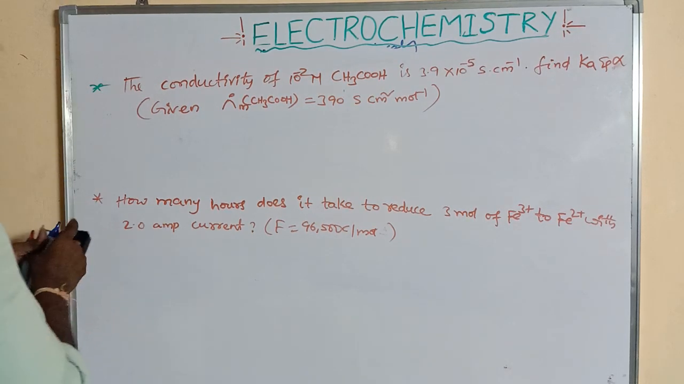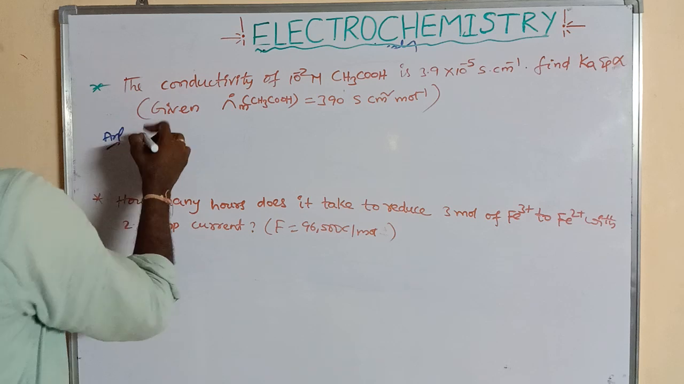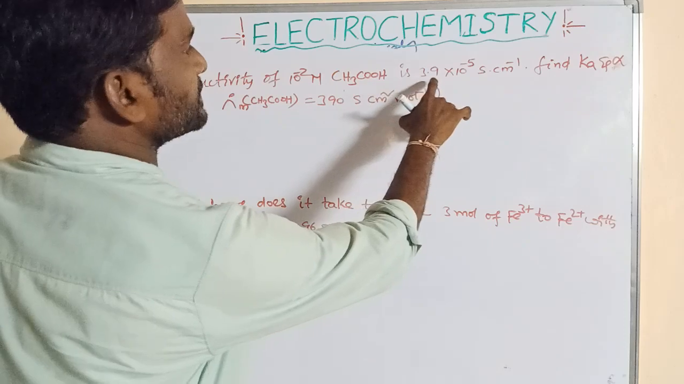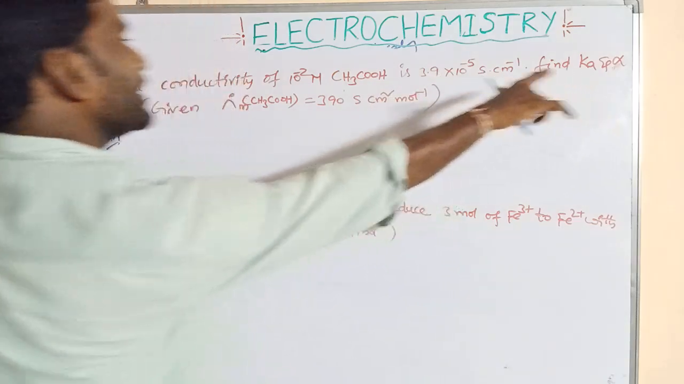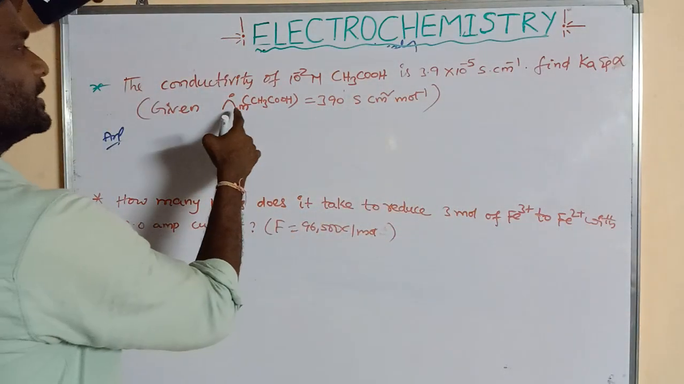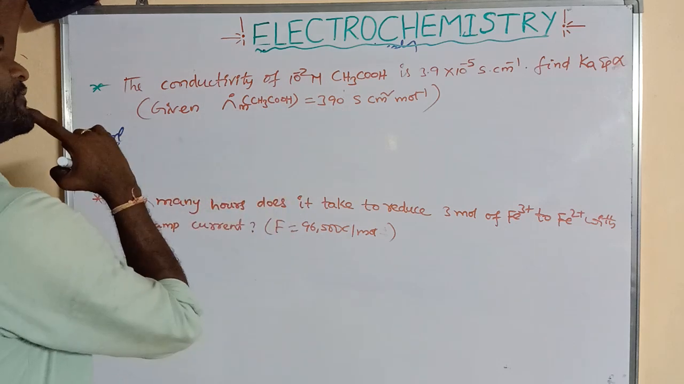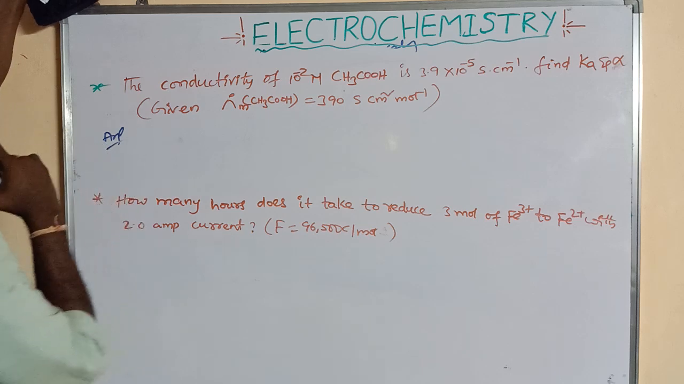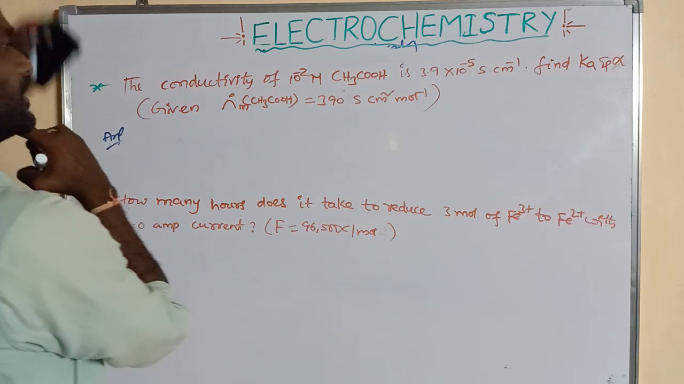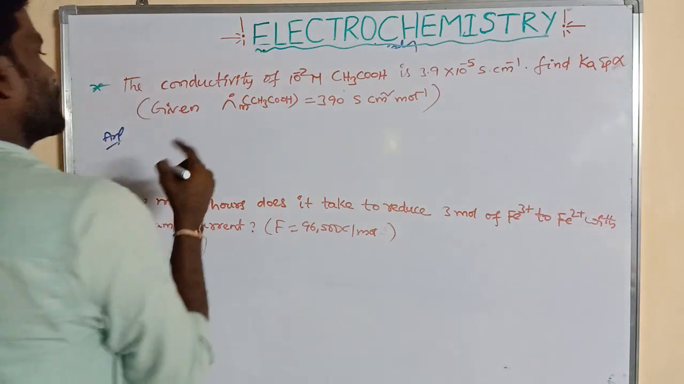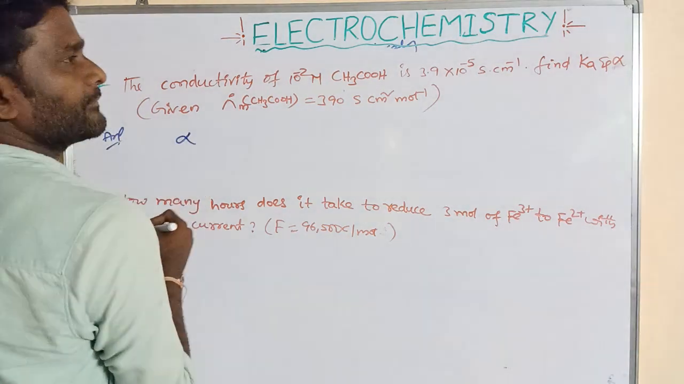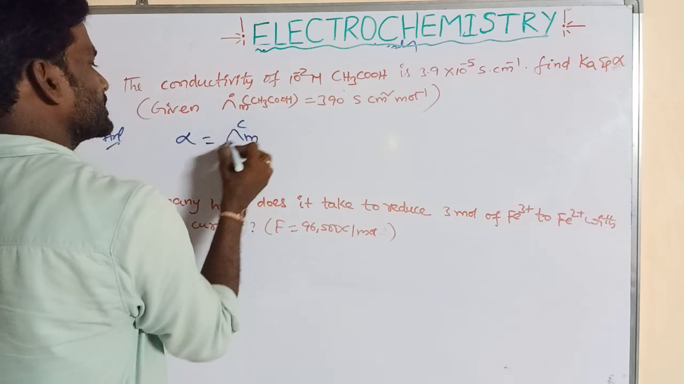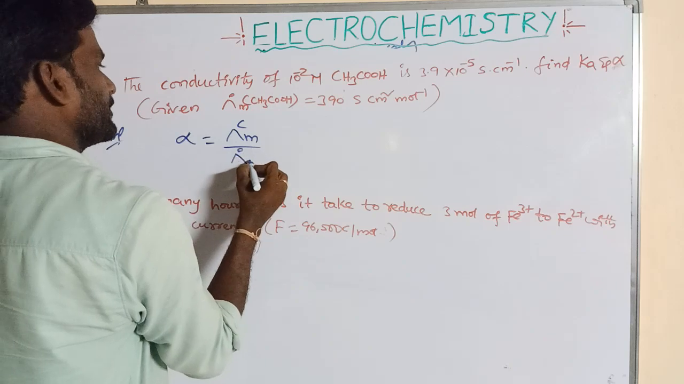Right. So the first sum: the conductivity of 10 to the power of minus 2 molar CH3COOH is this. Find Ka and alpha given its limiting conductivity. Right, first of all we can find out Ka. Ka is equal to C alpha square by 1 minus alpha. Right. So first of all we can calculate alpha. Alpha is equal to molar conductivity at concentration C divided by limiting molar conductivity.